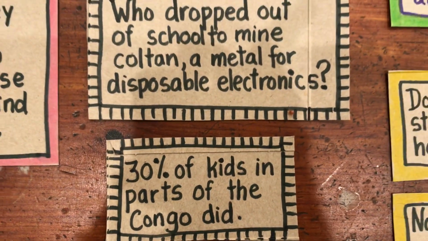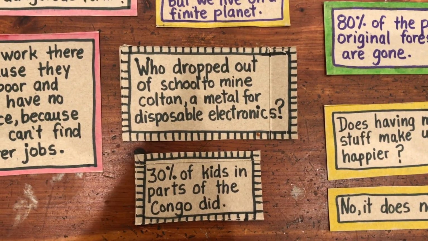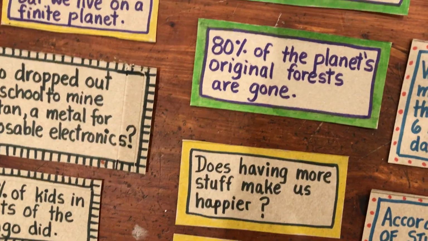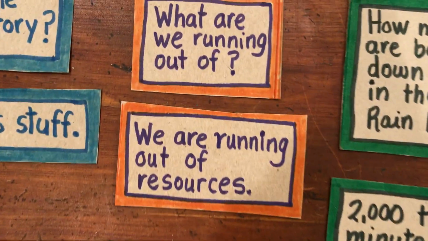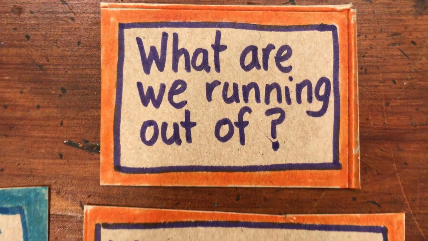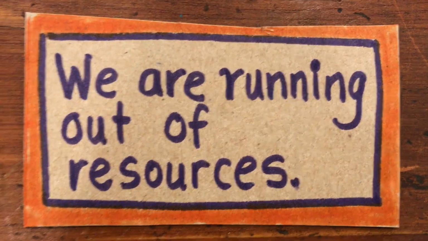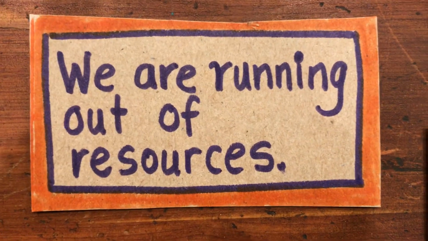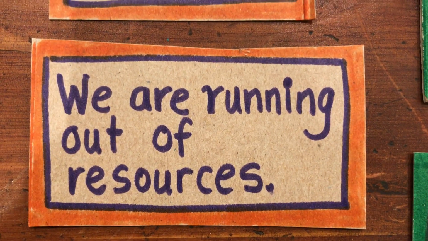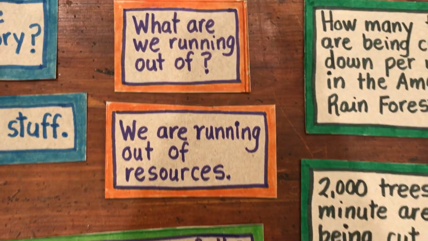So these are kids that are in the middle of Africa who were in school, but they had to drop out of school to help their families, to go and work in these mines. And that was hard work, and they still work there, and it's very sad actually. What are we running out of on this planet? We are running out of resources. And again, resources means fresh water and trees and oxygen and all of these things that we need to survive. The oceans, everything.